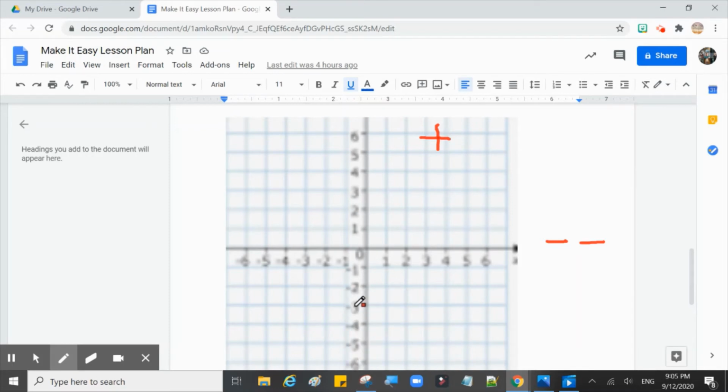Can't really talk today. So 3, 2, and then where do they connect? You would put the dot right here. Okay? Let's do another one.